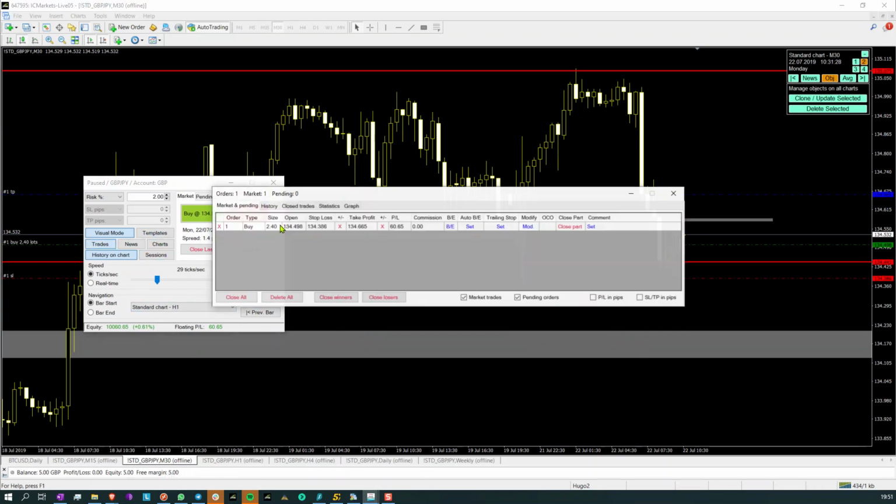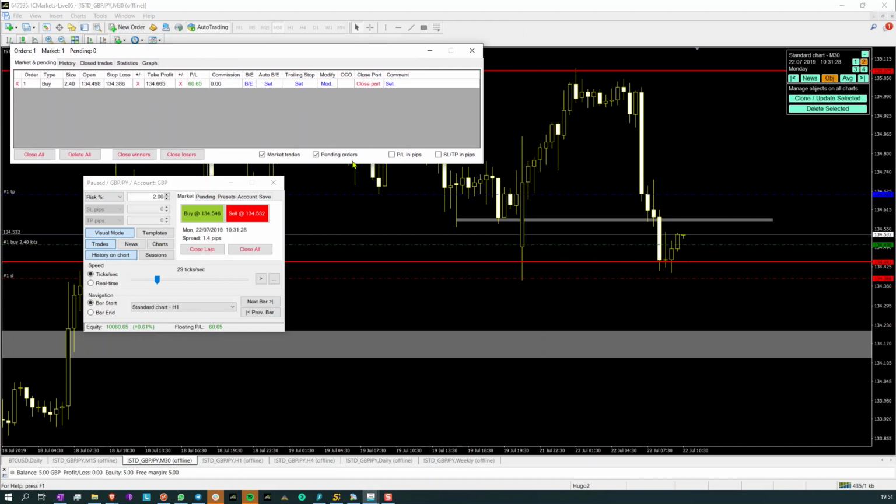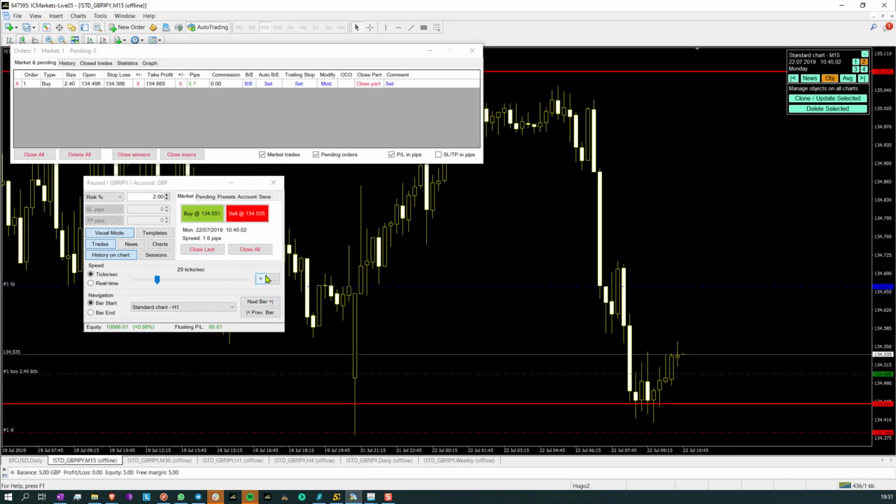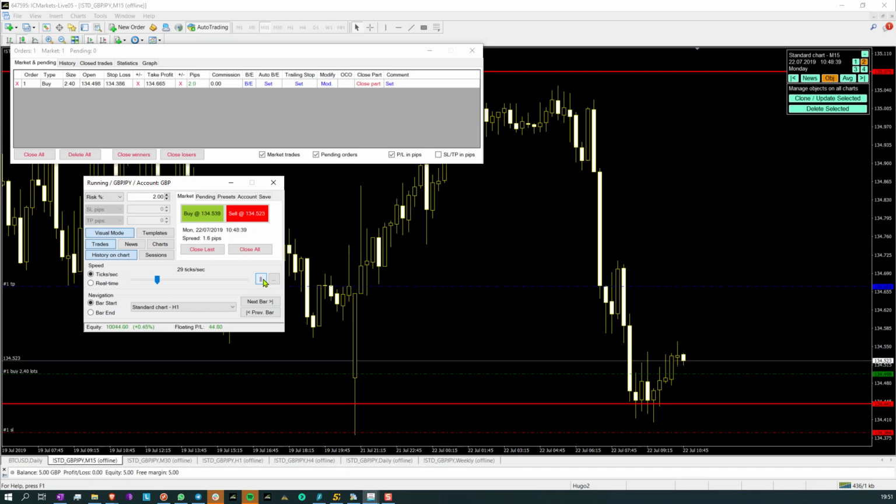Let me put the trades here in pips. Let's see, I need like 11 pips, 10 pips. When I get to that shadow area, I'll do something. Three pips, this is still nothing. Let me see the M15. It's very shy going up. Still good.